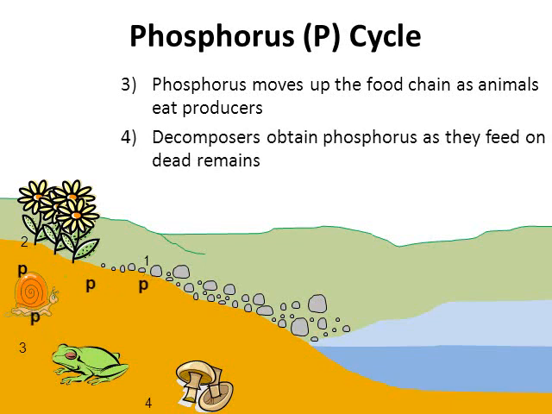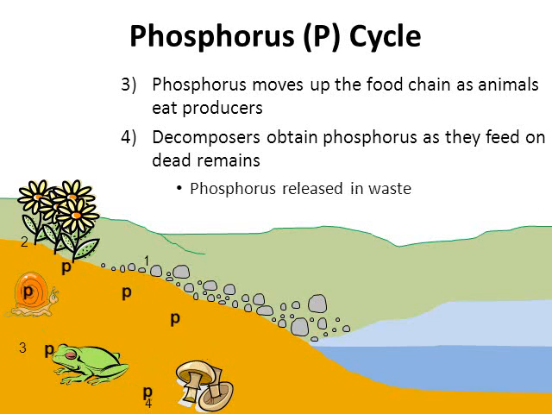And then we come to area 4, represented by our mushrooms in the animation. It says decomposers will obtain phosphorus as they feed on dead remains. In the animation, there's a P coming from the flowers, there's a P coming from the snail, and there's a P coming from the frog. And they're all going to the mushrooms, representing the decomposers. I'm not implying that mushrooms hunt frogs and snails and flowers, but when frogs and snails and flowers die, their dead remains, which still contain phosphorus, are fed on by decomposers such as fungus, decomposers such as bacteria. Well, if we notice here, also there is a P coming out of the mushroom because, again, all organisms give off waste. And fungus and other decomposers will give off phosphorus in their waste.